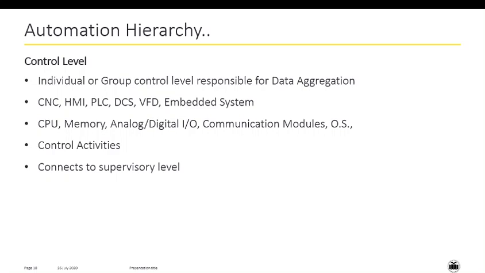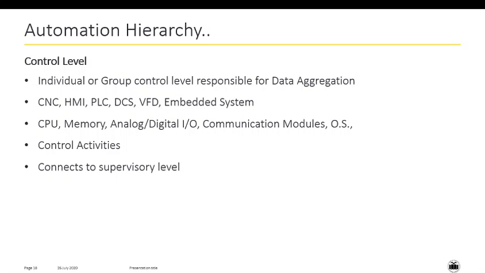It is again divided into two types. One is called the individual control level, the other is called the group control level. As the name suggests, the individual control level is where we are working individually. There is only a single controller which is taking the data from sensors, or giving data to the actuators. It is not necessary that there should be only one controller, and more controllers can also be involved.